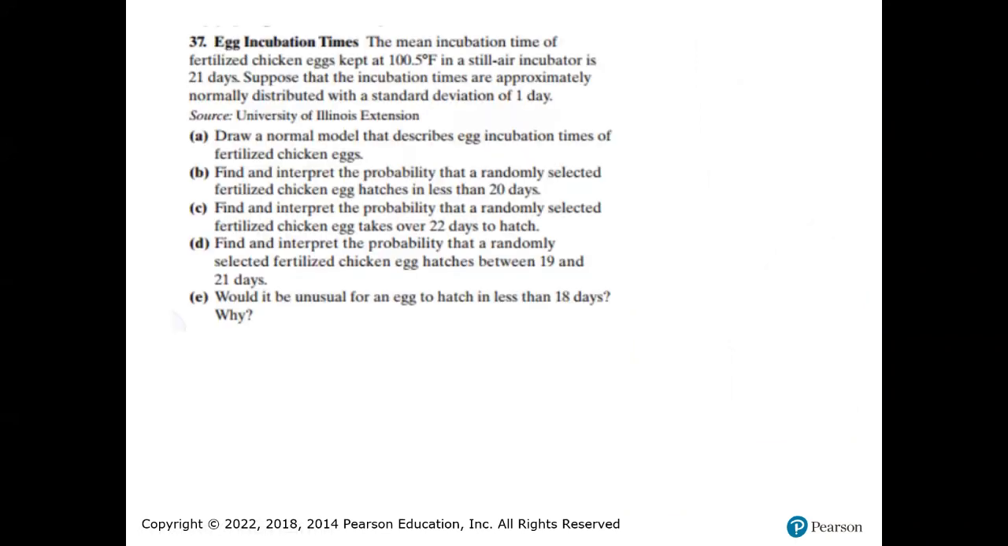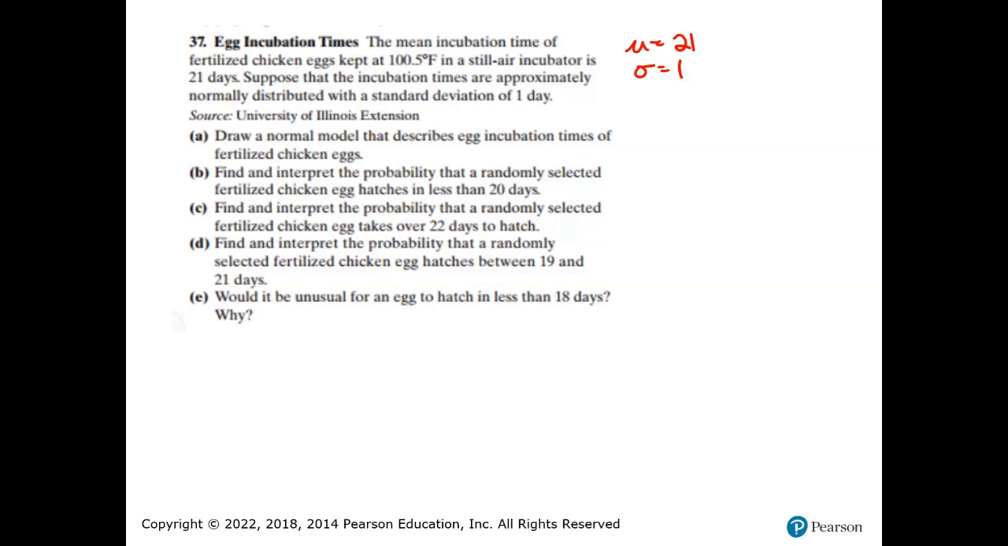So the mean incubation time of fertilized chicken eggs kept at 100.5 degrees Fahrenheit in a still air incubator is 21 days. Okay, so there's my mean. Mean is 21. Suppose that incubation times are approximately normally distributed with a standard deviation of 1 day. All right, so let's see what we got. Draw a normal model that describes egg incubation times of fertilized chicken eggs.